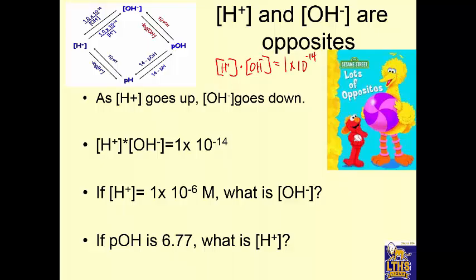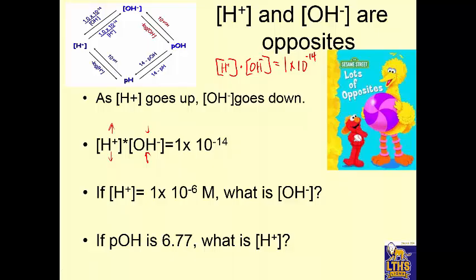So in order to keep this number the same, if this goes down, that has to go up. But what if this goes down? That has to go up. So as one of these concentrations goes up, the other goes down. Well, if this is going up, then it's acidic. If this goes up, it's basic. So as H plus goes up, OH minus goes down. Right?